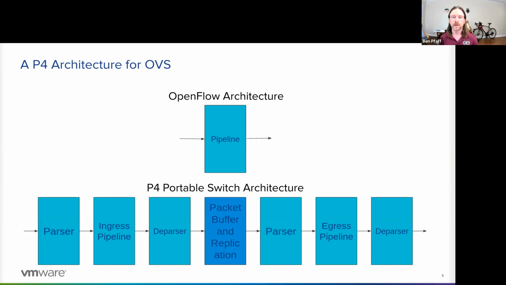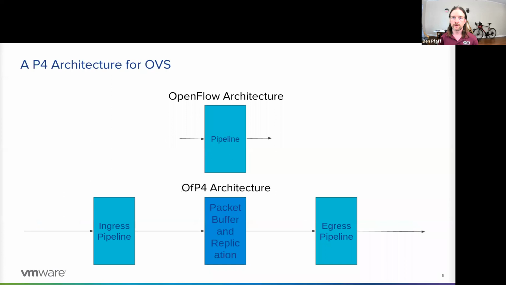We need to come up with a common architecture between these. So the first thing we did was to delete the programmable parser and deparser blocks. OVS doesn't have a programmable parser or deparser, so we have to make do with what OVS has and use the headers and protocols that OVS supports.